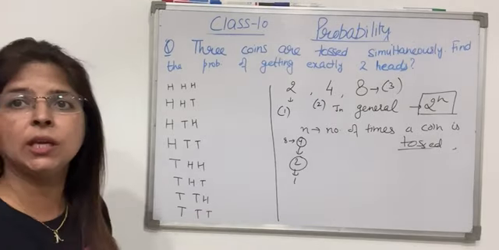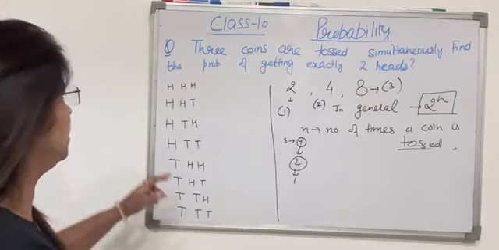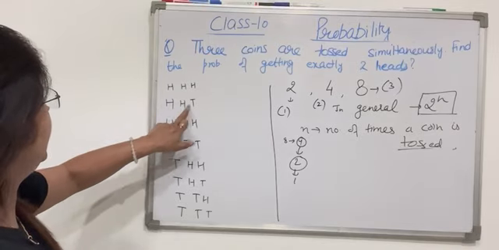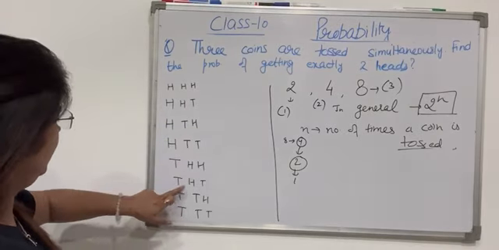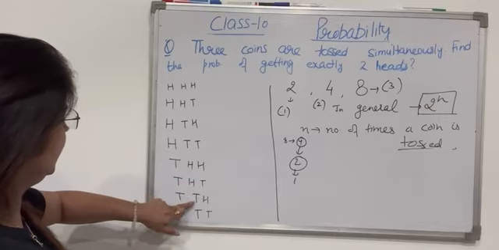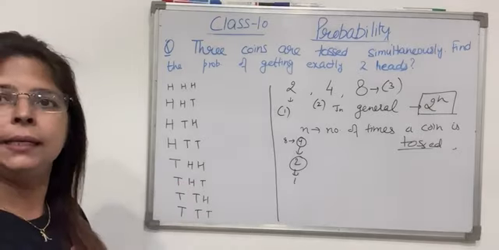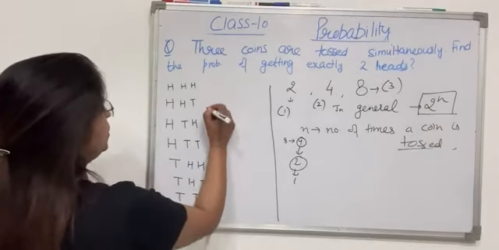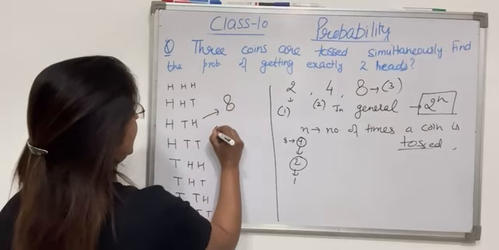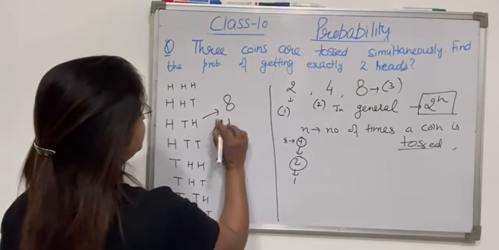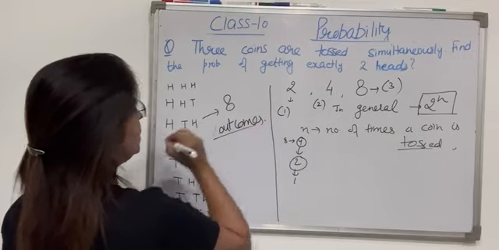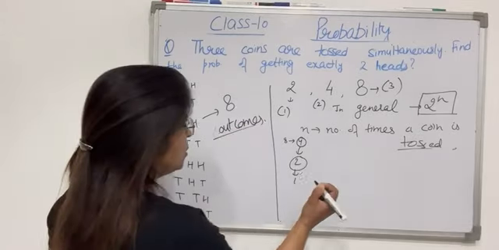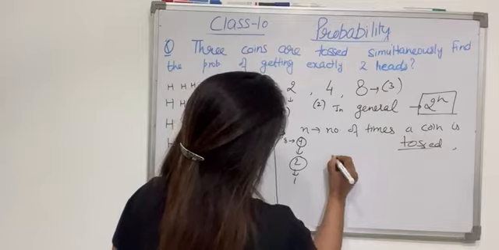Now let's check whether we have done any repetition or not. Head, head, head; head, head, tail; and so on, all distinct. So these are the total possible 8 outcomes. Now let's move to the solution.